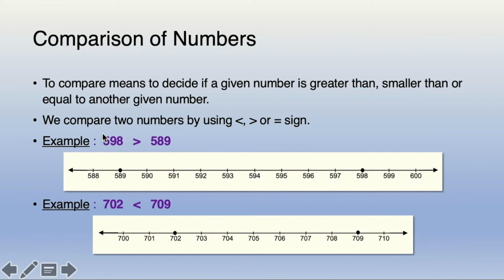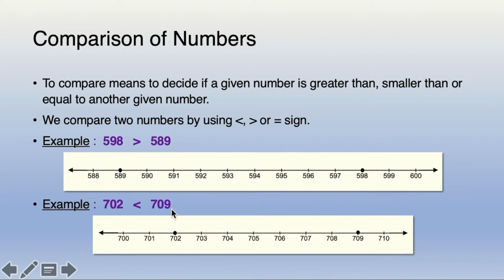So over here we start from the hundreds place and both the numbers have digit 5 at hundreds place. Then we move to the tens place. So since 9 is greater than 8, that is why this number 598 is greater than the number 589.